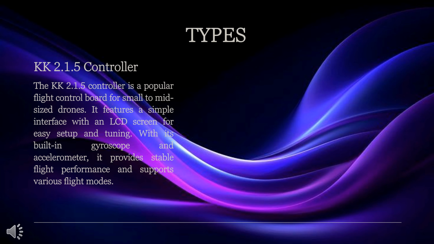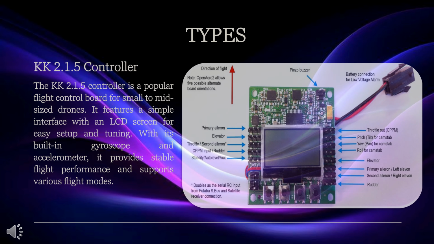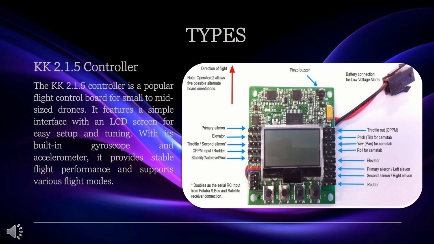The KK 2.1.5 controller is a popular flight control board for small to mid-sized drones. It features a simple interface with an LCD screen for easy setup and tuning. With its built-in gyroscope and accelerometer, it provides stable flight performance and supports various flight modes.